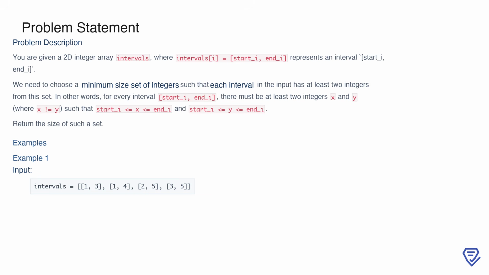The goal is to find the smallest possible set of integers such that every interval in the input contains at least two distinct integers from this set. This means that for each interval [start_i, end_i], we need to choose two integers x and y such that both x and y lie within that interval, and x is not equal to y. Once we determine this minimum set of integers, the output will be the size of the set.